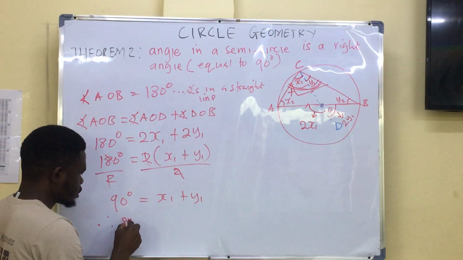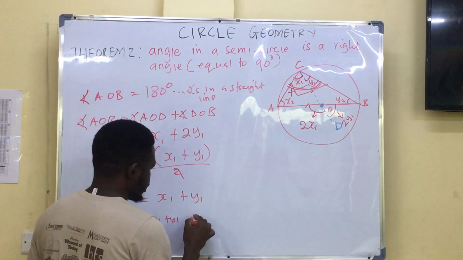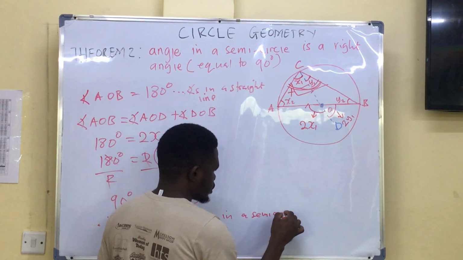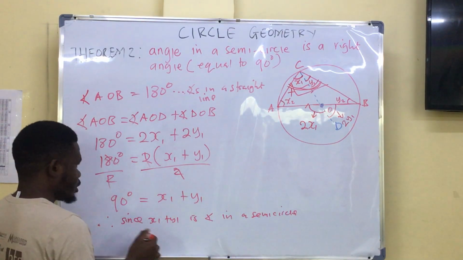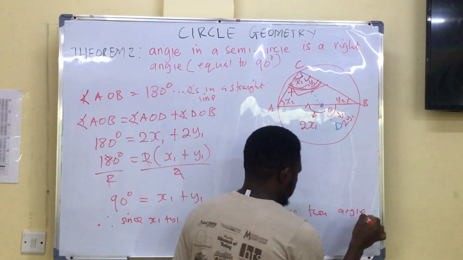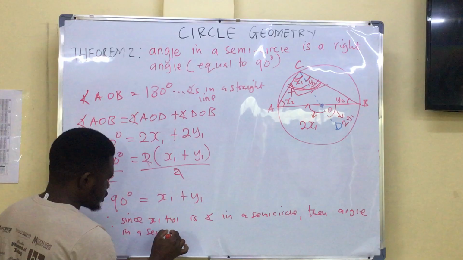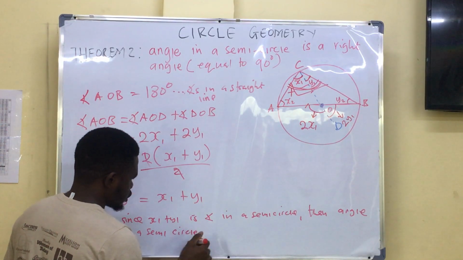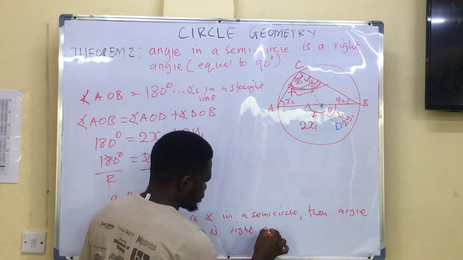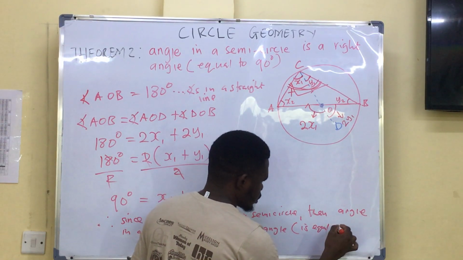There, since x1 plus y1 is the angle in a semicircle, then the angle in a semicircle is a right angle, or is equal to what? 90 degrees.